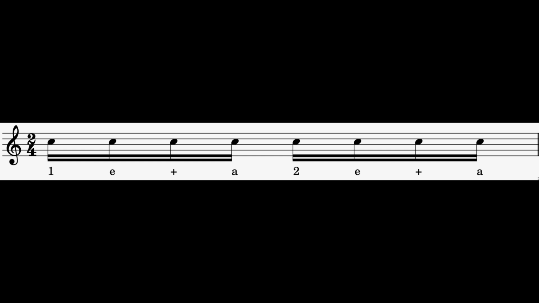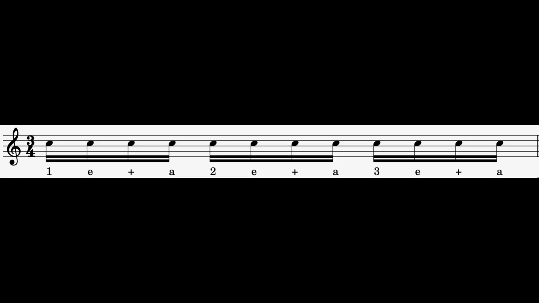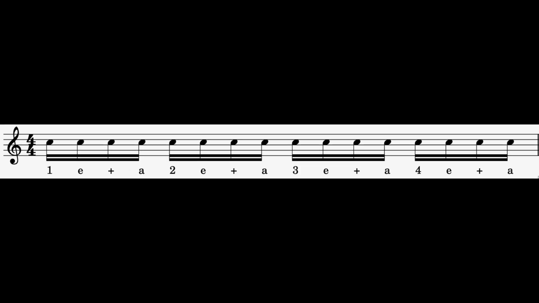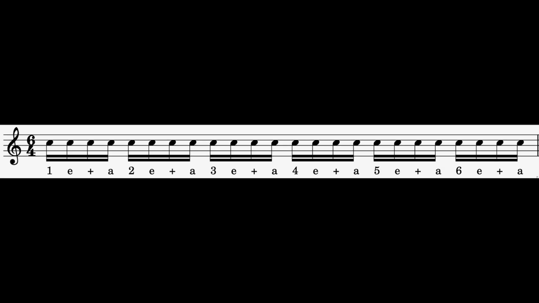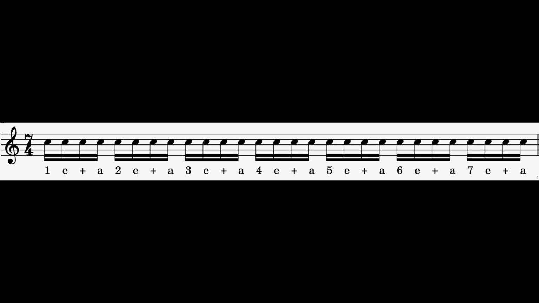If we were looking at 2/4, we would count the 16th notes in there as 1 E and A, 2 E and A. If I was looking at 3/4, we'd have 1 E and A, 2 E and A, 3 E and A. 4/4, of course, 1 E and A, 2 E and A, 3 E and A, 4 E and A. And then 5/4, 1 E and A through to 5 E and A. 6/4, 1 E and A through to 6 E and A. 7, 1 E and A through to 7 E and A. That's some examples of simple meters.